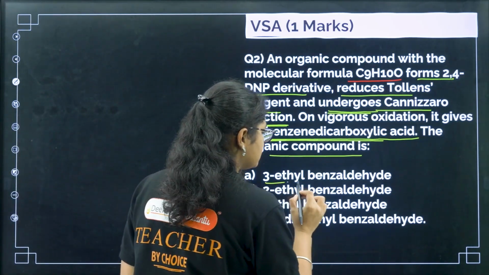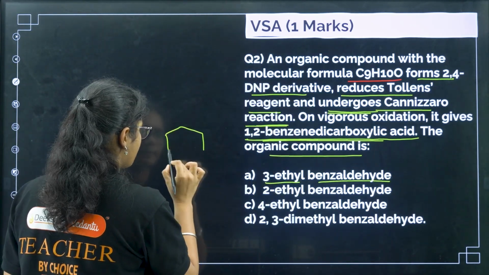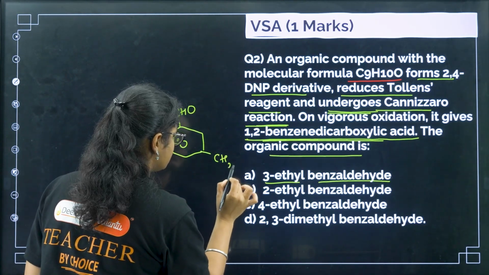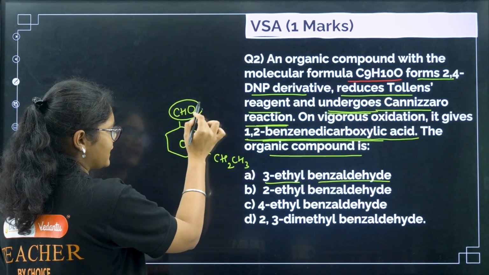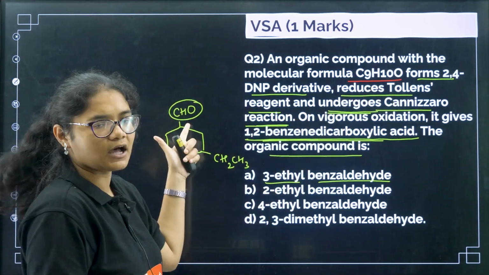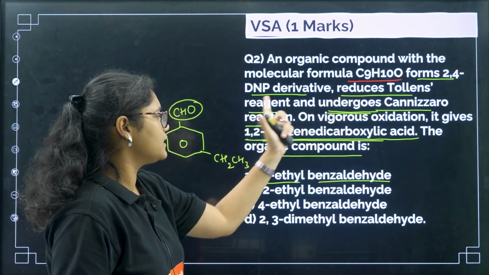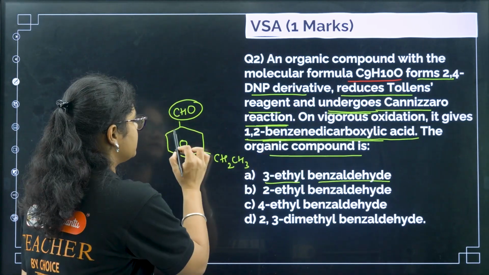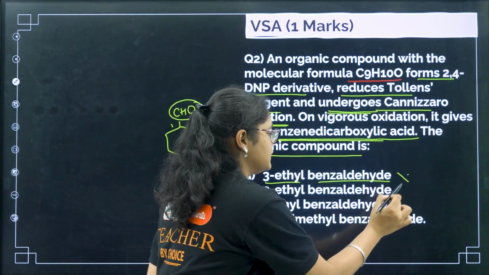Now, if you see 3-ethyl benzaldehyde, let us see this structure. This is 3-ethyl benzaldehyde. Now, if this one gets oxidized, we will get carboxylic acid. So, this is satisfying all the conditions. It forms 2,4-DNP because this is a carbonyl group, it will react. Reduces Tollens' reagent, yes, this is an aldehyde group. Undergoes Cannizzaro reaction, no alpha hydrogen, that is correct. But if you oxidize it, we will get 1,3-dicarboxylic acid, not 1,2. So, this option is incorrect.